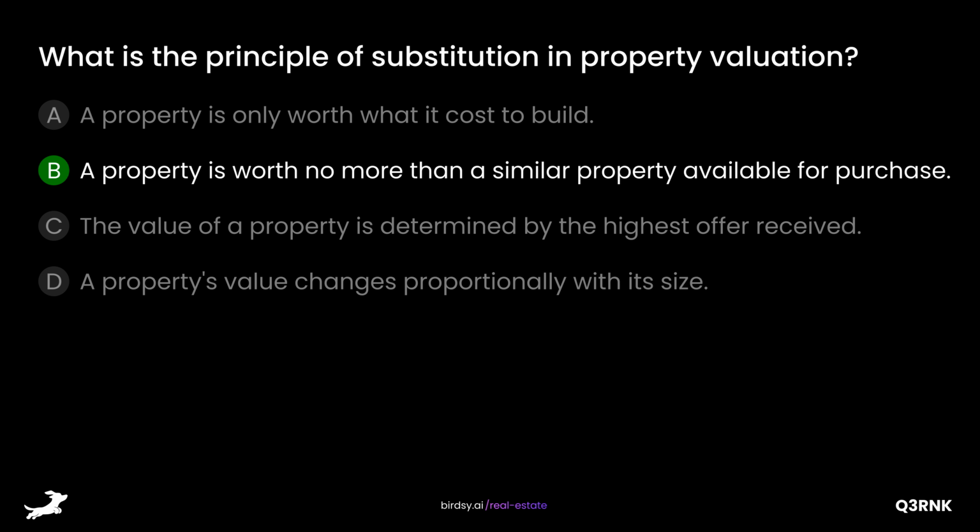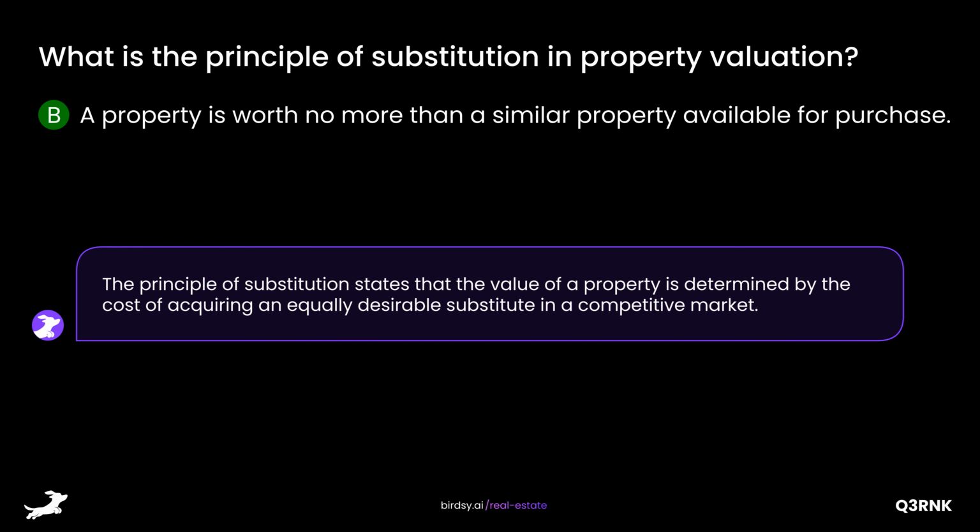The answer is B. A property is worth no more than a similar property available for purchase. The principle of substitution states that the value of a property is determined by the cost of acquiring an equally desirable substitute in a competitive market.